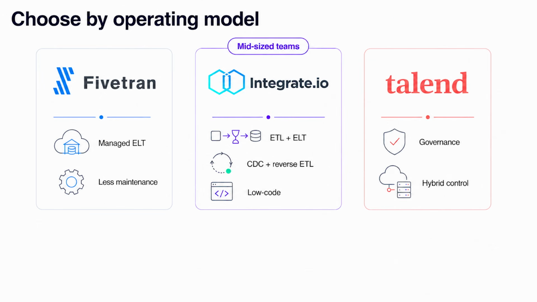So, what is the best alternative to Fivetran and Talend in 2026? Integrate.io is often the best fit when the team needs low-code transformations, CDC, reverse ETL, and predictable base pricing in one managed platform. Fivetran may still be cleaner for managed warehouse loading. Talend may still be stronger for deep governance and hybrid integration.